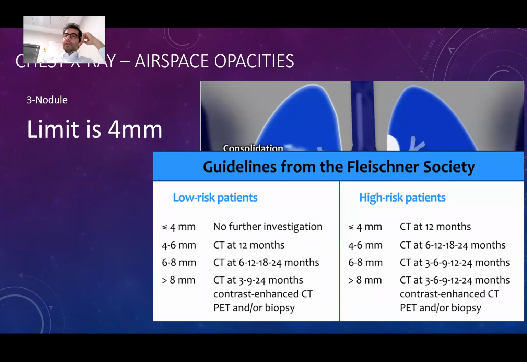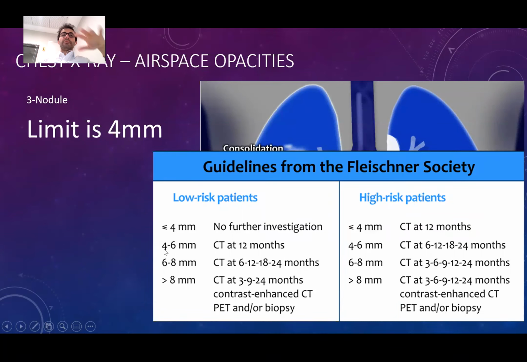For nodules, as I was telling you, we are following them up according to guidelines. The guidelines can change. Just remember there is a guideline for nodules, and you have to look at that to give recommendations to the patient. The limit is 4 millimeters. For a 4 millimeter nodule in a non-smoking patient, for example, I'm looking at the guideline now, no further investigation is needed. But for patients with risk, smoking, family history, or asbestosis, CT is recommended.